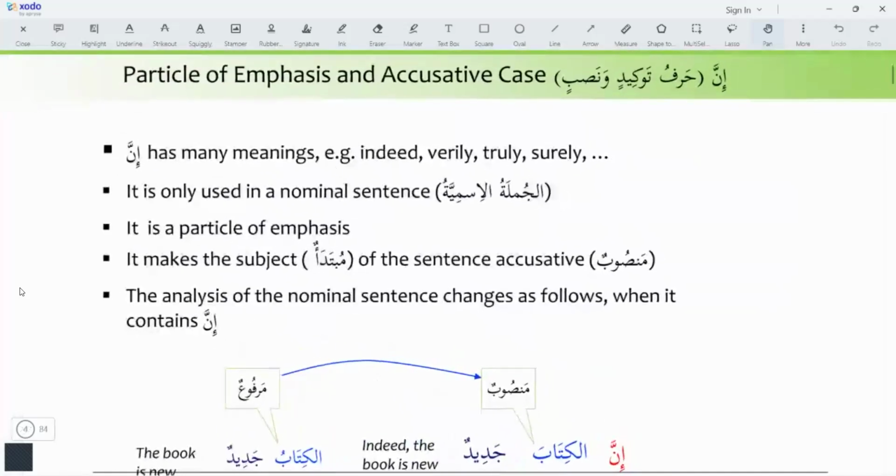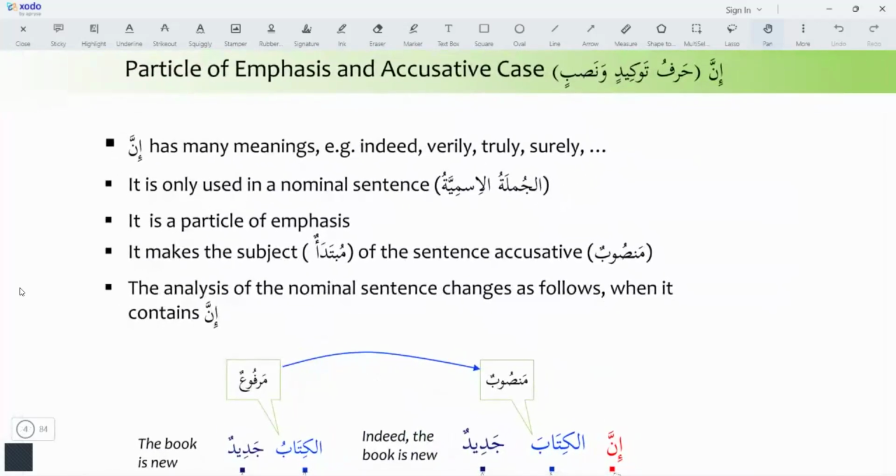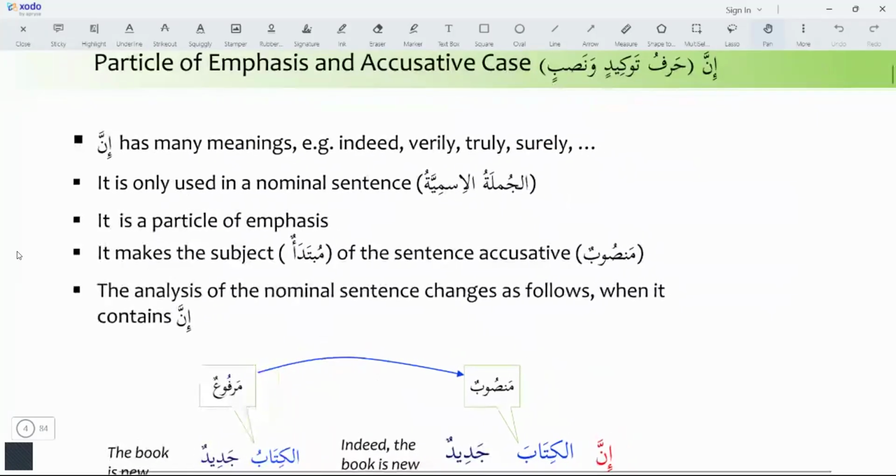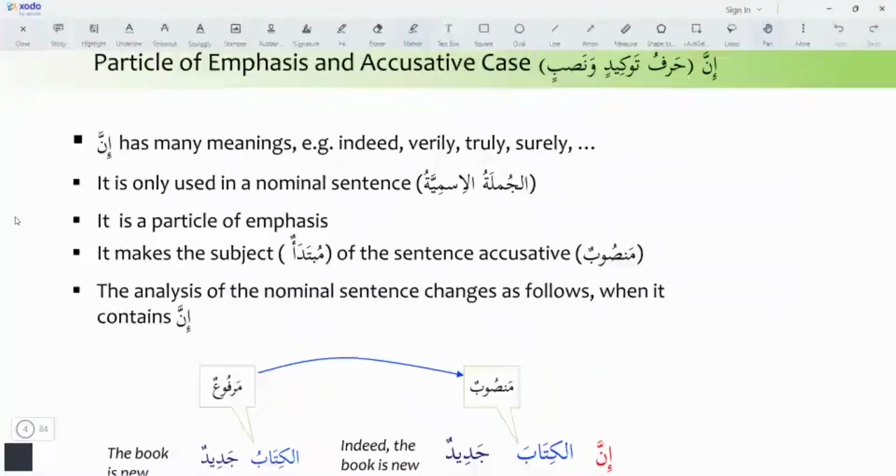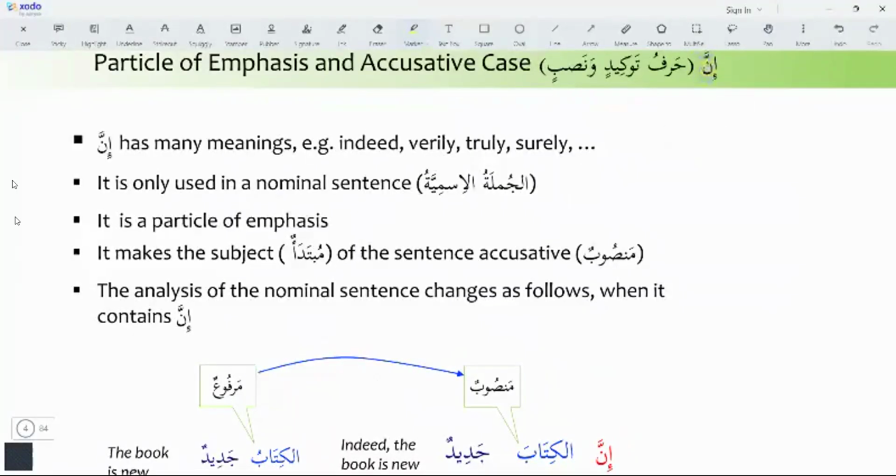Sir, could you repeat once again, please? Inna is harfe tawqid wa nasab and it is harf mushabba bil fail.